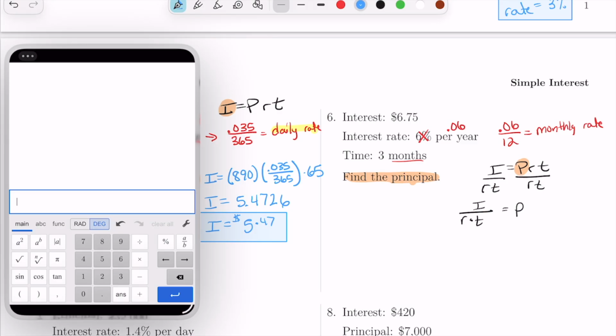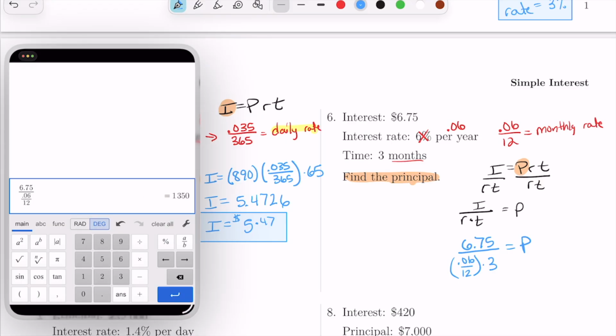Let's substitute our numbers in. $6.75 is the interest. The rate is 0.06 over 12, and the time is 3. That will get us our original principal. So once again, you can see I have it in my calculator so that it looks almost exactly how I wrote it. And then what I have is my principal is equal to $450.